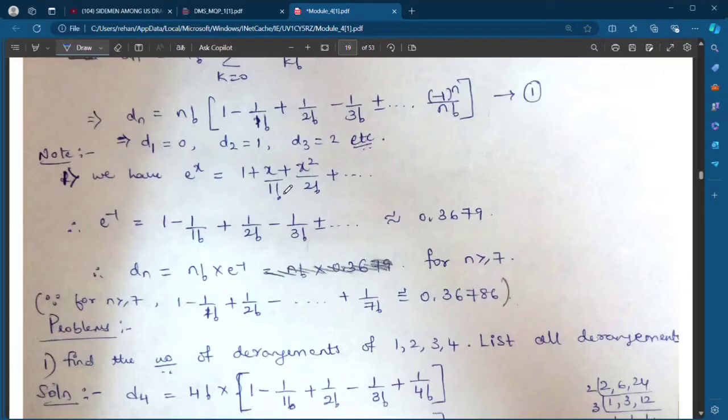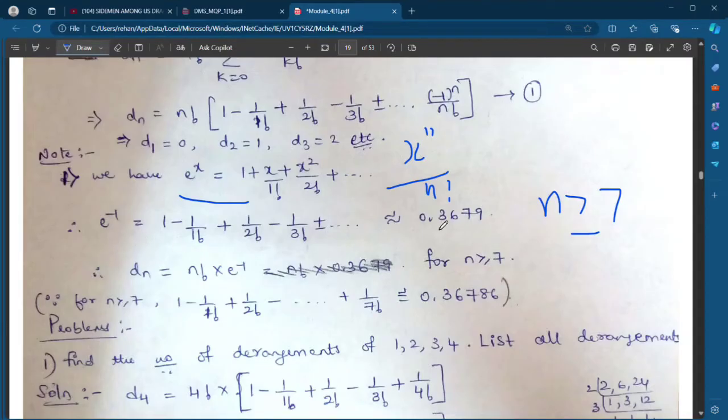So we have e^x = 1 + x/1! + x^2/2! + x^3/3! and so on up to x^n/n!. When will we use this? When D(n) is asked. If they have asked for the derangement for n greater than or equal to 7, we can use this formula.